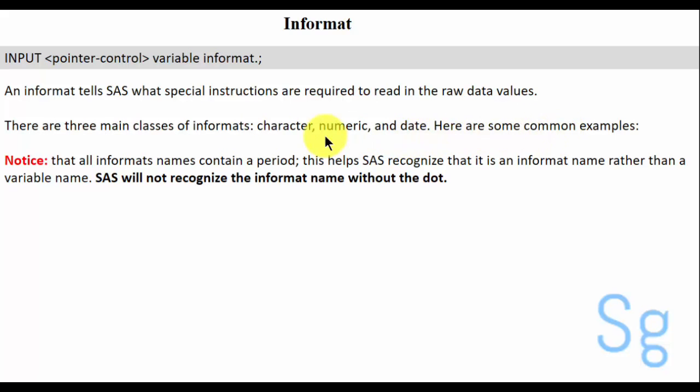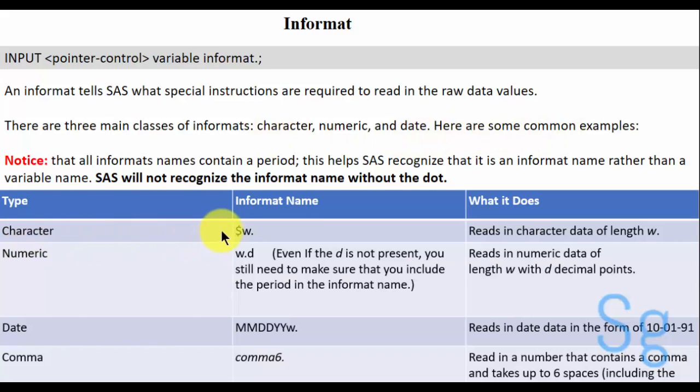Here are some common examples. Character, that is represented by this one. Please go through this slide. Notice that all informat names contain a period here, here, even here, and here. This helps SAS recognize that it is an informat name rather than a variable name. SAS will not recognize the informat name without the dot.